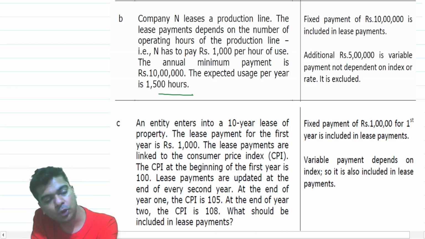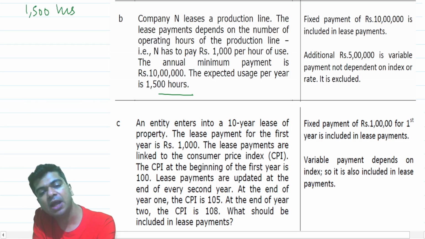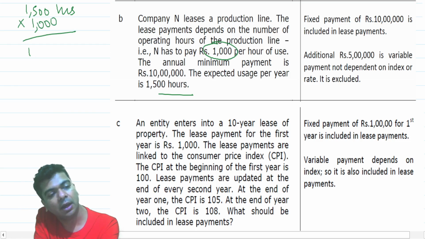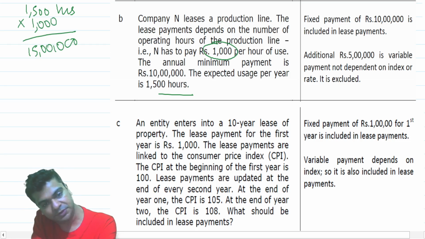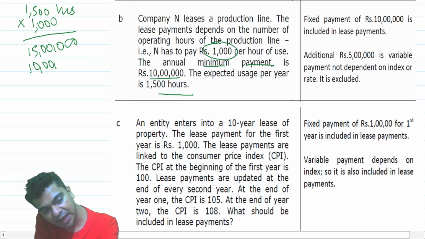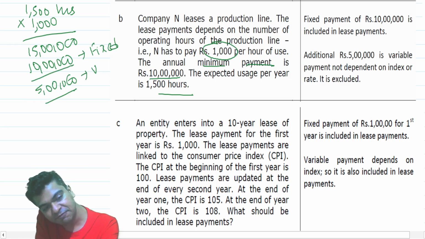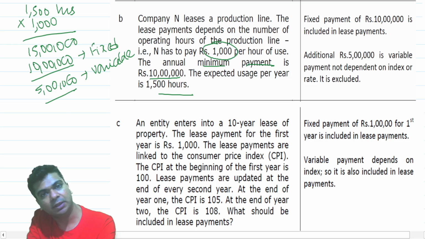Okay. So you are going to use it for 1,500 hours. For every hour of use, you have to pay 1,000 rupees. So I multiply this by 1,000. So that is turning out to be 15 lakhs of rupees. Then they are saying that the annual minimum payment is 10 lakhs. So 10 lakhs of rupees. This is minimum. That means it is fixed. So the extra is turning out to be 5 lakhs. I can say that this 5 lakhs is turning out to be variable.